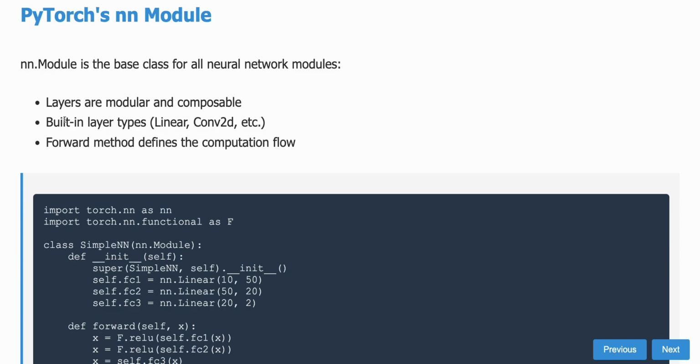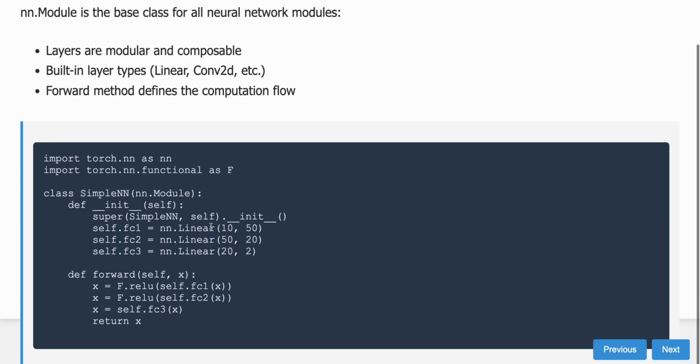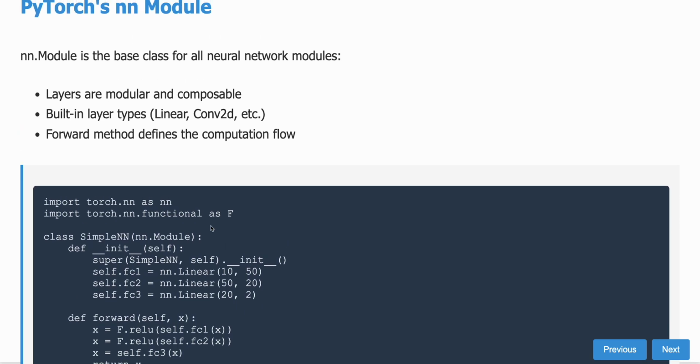The nn module is the base class for all neural network modules in PyTorch. What makes this module powerful is its modularity. Everything is wrapped up nicely, and it provides many built-in layer types, such as the linear layer, which is a fully connected layer, a convolutional layer for images, and LSTM for sequences, and more.